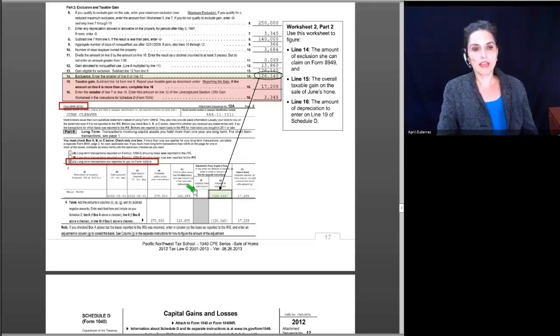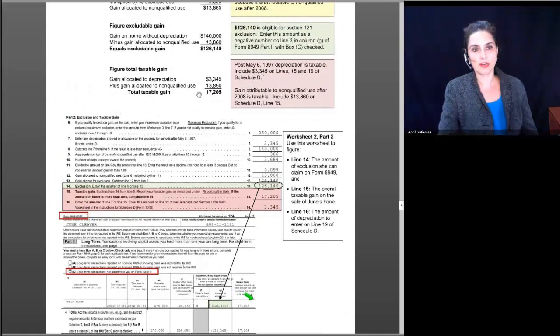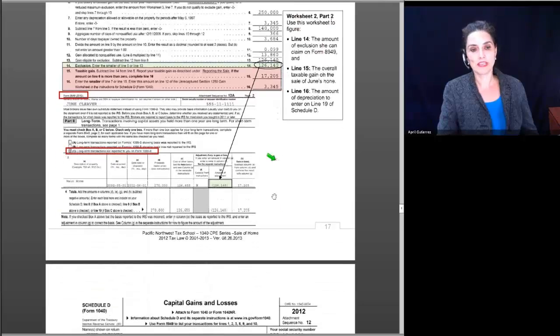And then in column F, you enter code H. That means that she's claiming the exclusion for living in the home 2 out of the last 5 years. And of course, the amount of gain that she is going to get taxed on is that $17,205, this number right here. But that number itself needs to be divided into two parts, the amount that's a depreciation recovery and the amount that's pure capital gain. Why do we have to do that? Well, the rate of tax on recovery of depreciation is potentially higher than the rate of tax on the other portion of the capital gain.